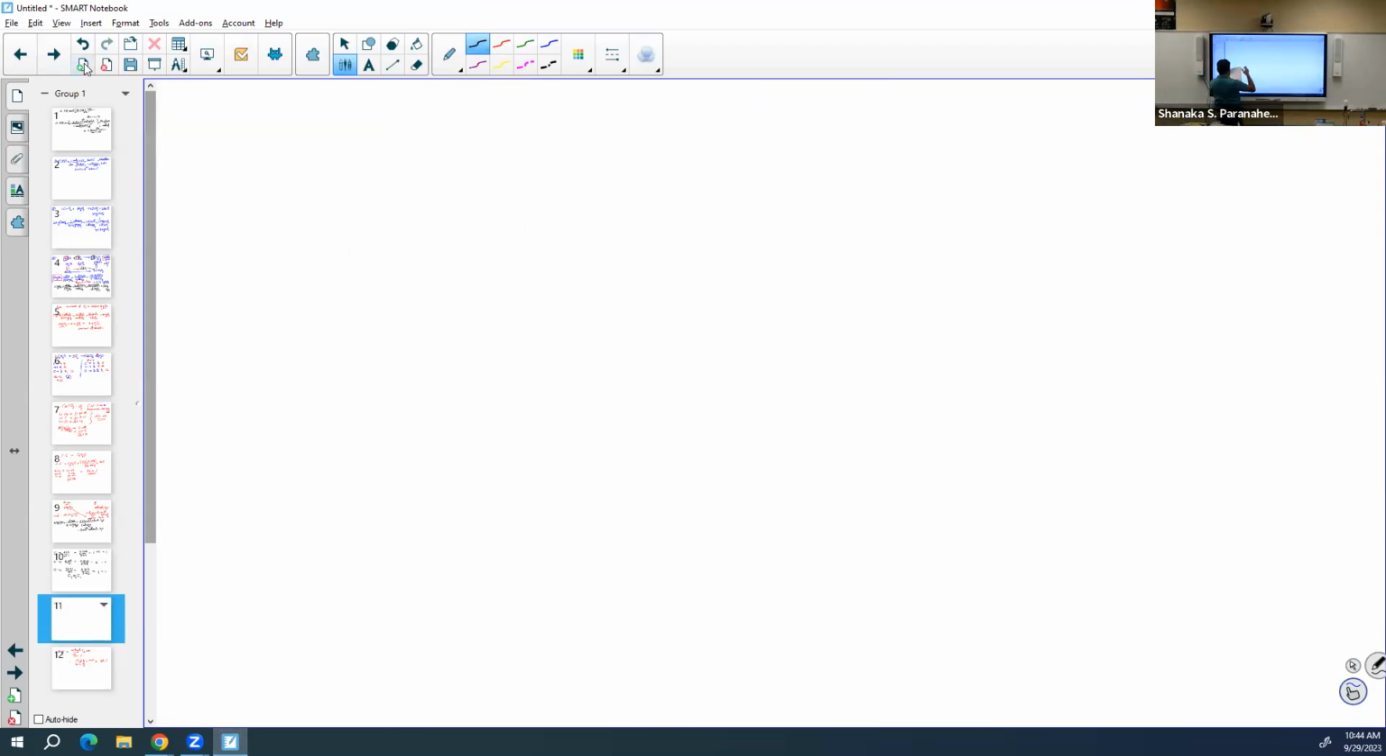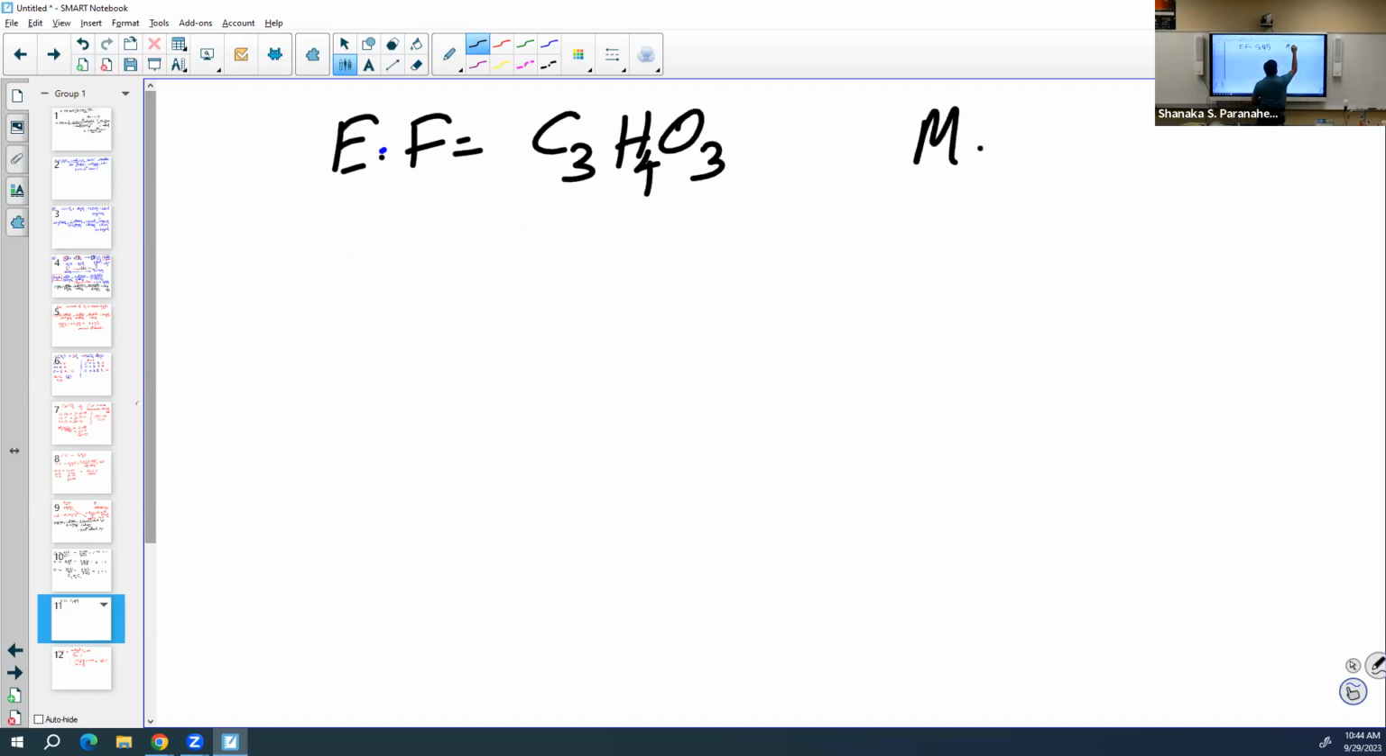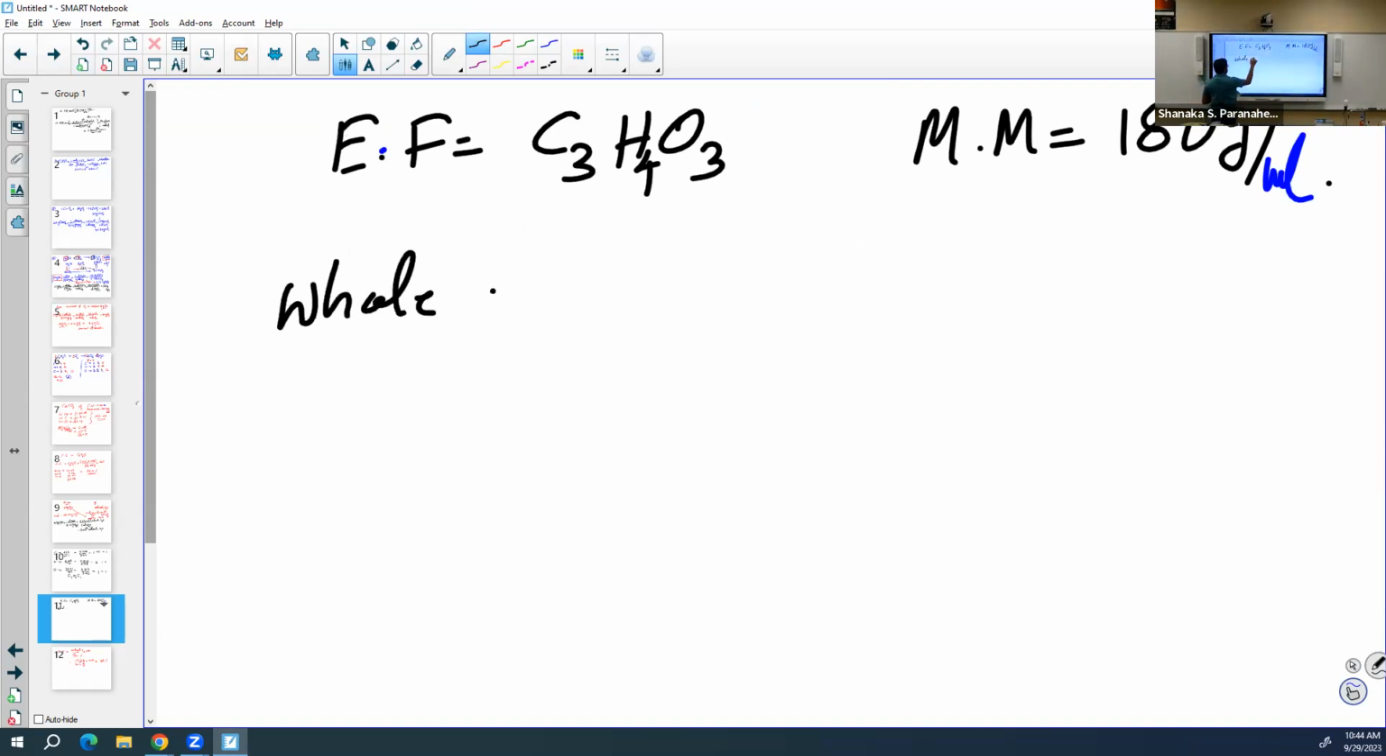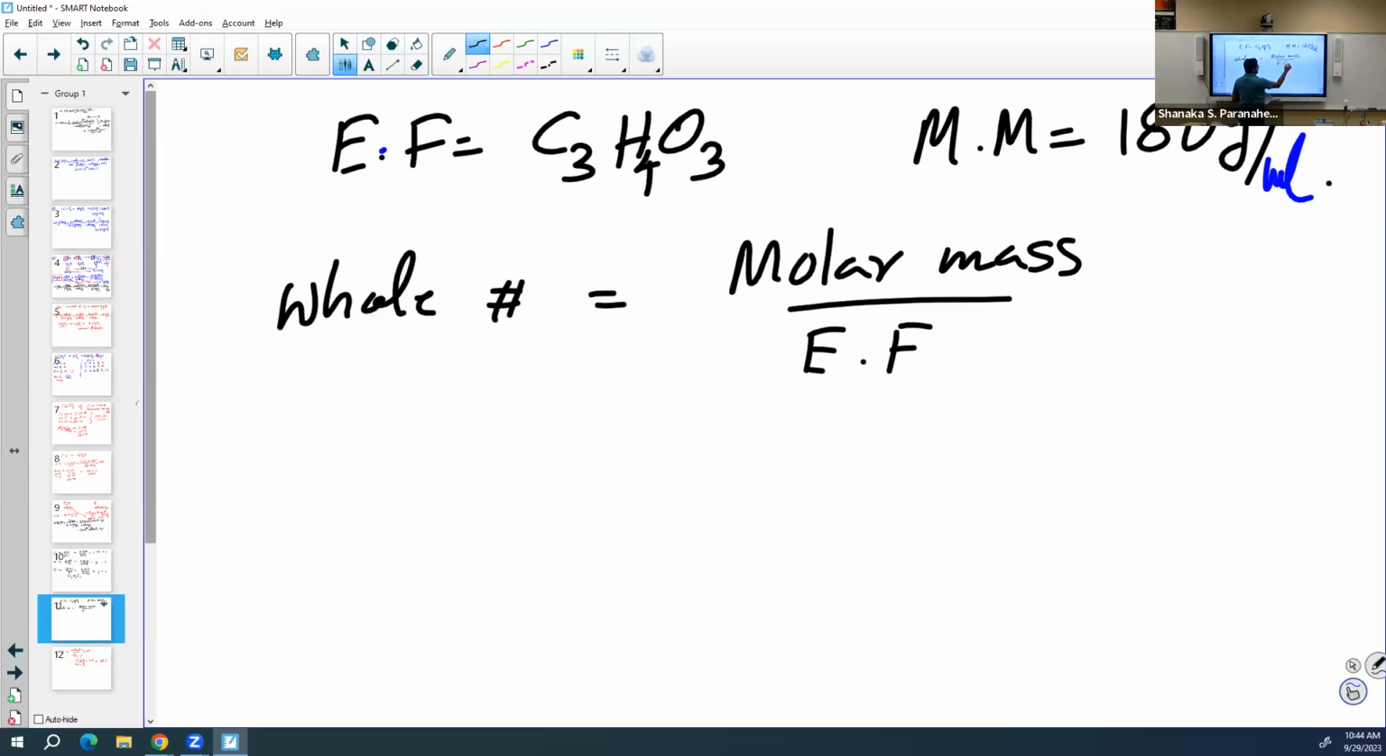This is the empirical formula, C3H4O3. Molar mass is 180 grams per mole. Okay, so the mole number multiple is equal to the molar mass divided by the empirical formula mass.